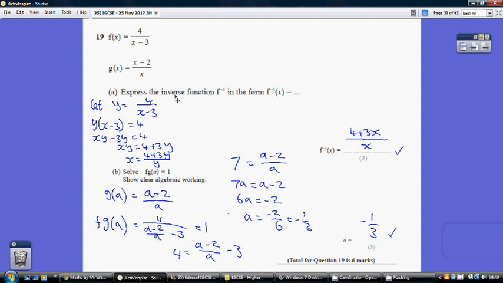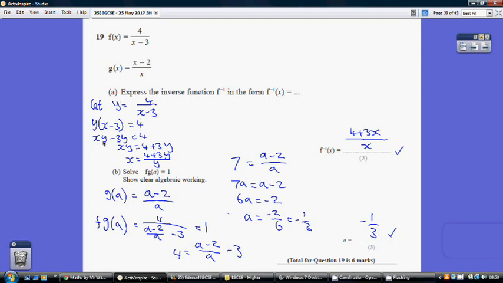So for part A, we've got to express the inverse function f to the minus 1 of x. So we've got to really change the subject of this function. So kick off by letting y equal 4 over x minus 3, and then we're going to change the subject so we end up with x equaling something. So start off by multiplying both sides by x minus 3, multiply out the bracket, we get this.